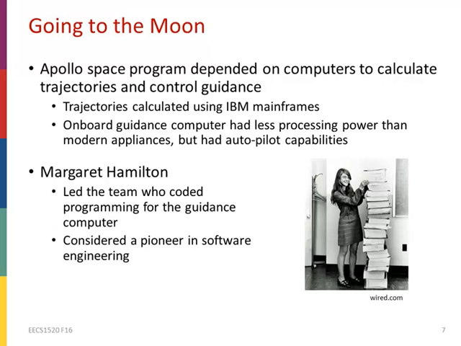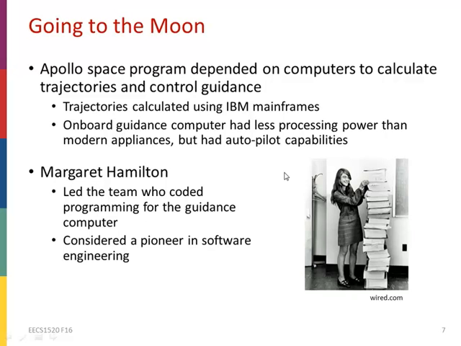I mentioned before about the amount of computing required to send astronauts to the moon. In the late 60s, it was the Apollo space program, again devoted to sending astronauts to the moon and back. The amount of computing required was quite considerable. So IBM mainframes, IBM, a major company, manufactured large mainframe computers back then. They still do now. And a lot of the trajectories were calculated using those mainframe computers.